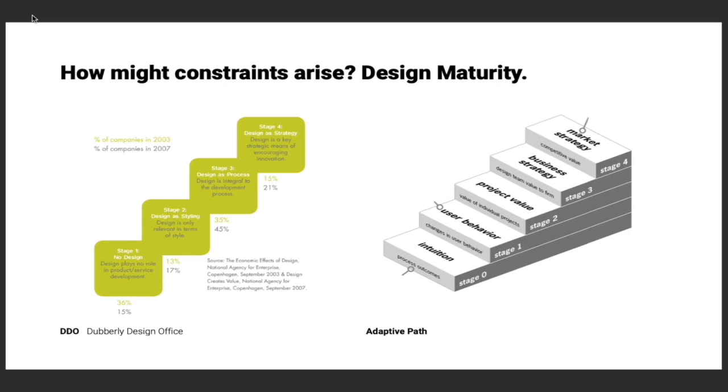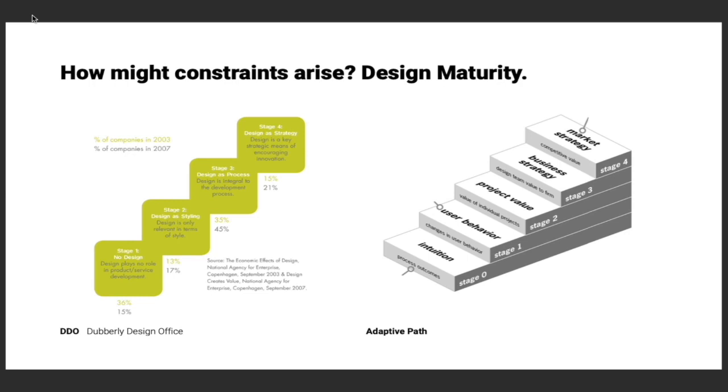They don't have processes to make design easy for you. You have to source all users, you have to figure that out. So if you're the first design hire, low maturity model. Versus a big company like Google, they have had design influence their entire company, and not just design as surface level, but design as strategy, design as differentiation. So Doubly Design Office and Adaptive Path created their own design maturity models.